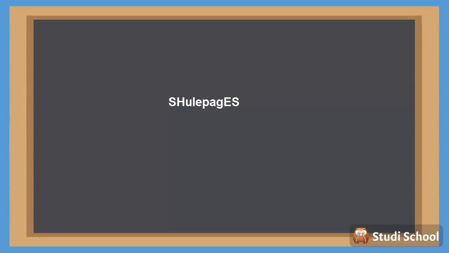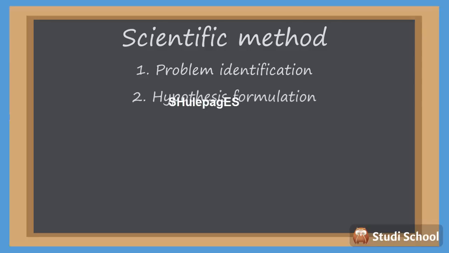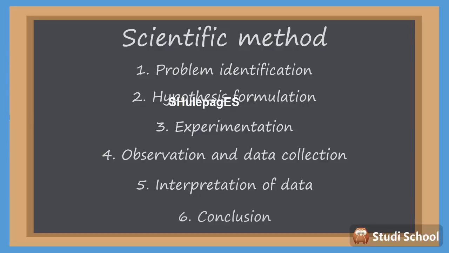Well, we know that the scientific method is a step-by-step process used by scientists to make scientific discoveries. We start with problem identification, then we go on to hypothesis formulation. Next is experimentation. Then we have observation and data collection. Once we have the data, we move on to interpretation of data. Finally, we arrive at a conclusion. Sometimes these steps have to be repeated if our hypothesis turns out to be not true.